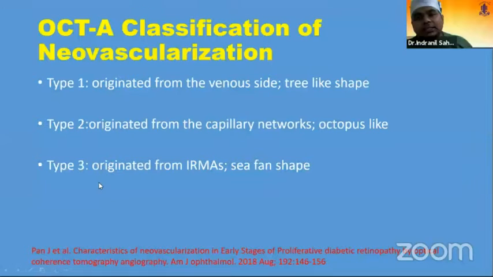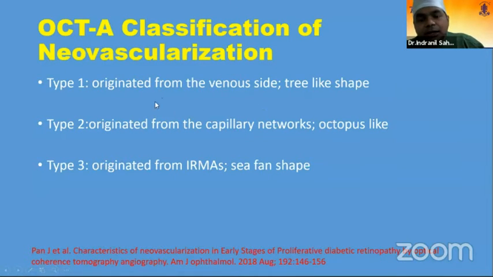So this was a classification proposed, which was published in the American Journal of Ophthalmology, on the types of neovascularization. Type 1 originated from the venous side and had a tree-like shape. Type 2 originated from the capillary networks and has an octopus-like shape. And type 3, where the IRMAs, which we know are the precursors of proliferation, gave rise to NVs that were sea-fan in shape.